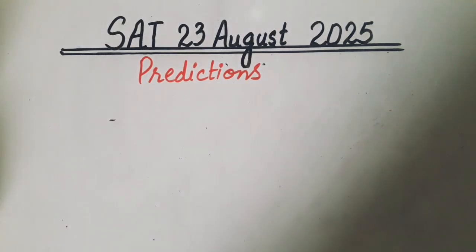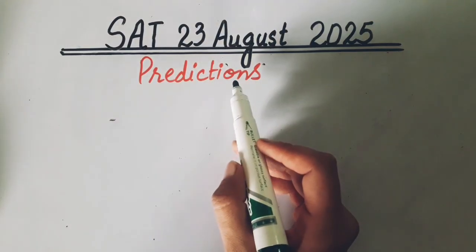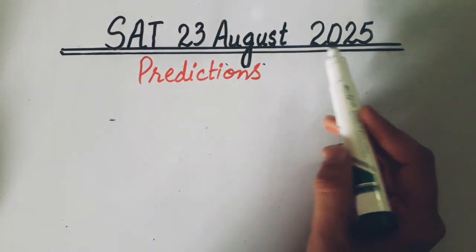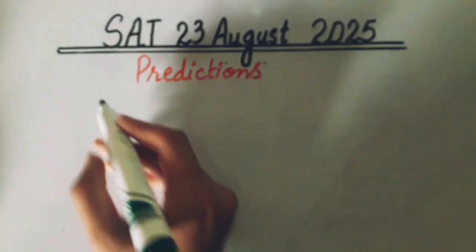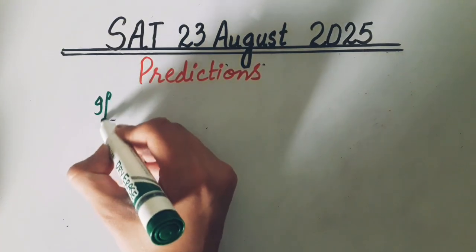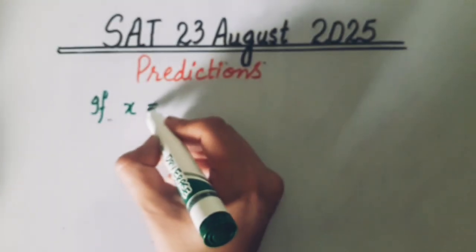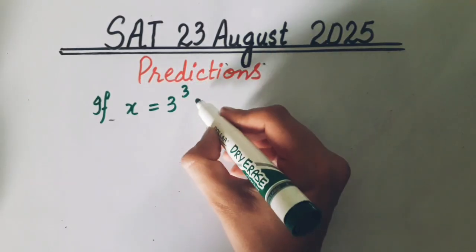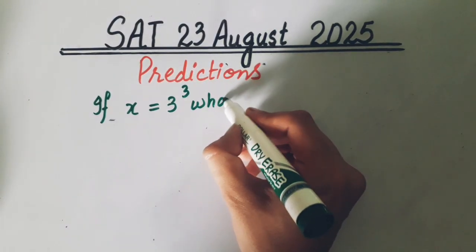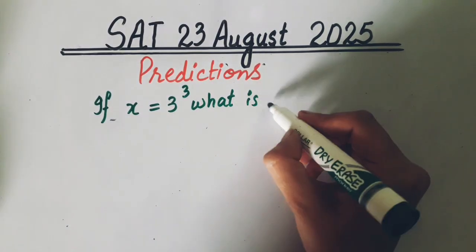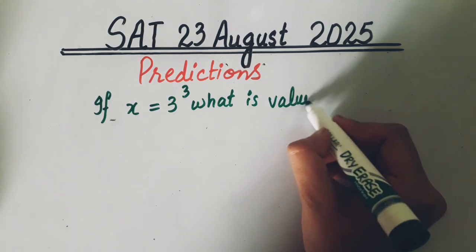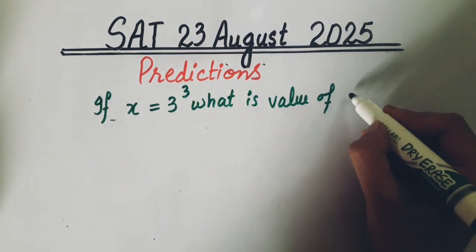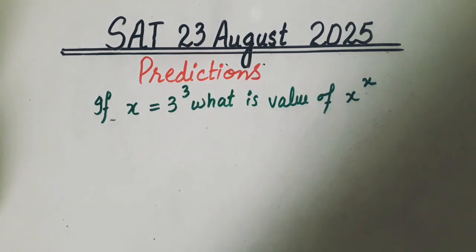In this video, we will solve most predicted questions for SAT 23rd August 2025. First question is, if x equals 3 raised to power 3, what is the value of x raised to power x?